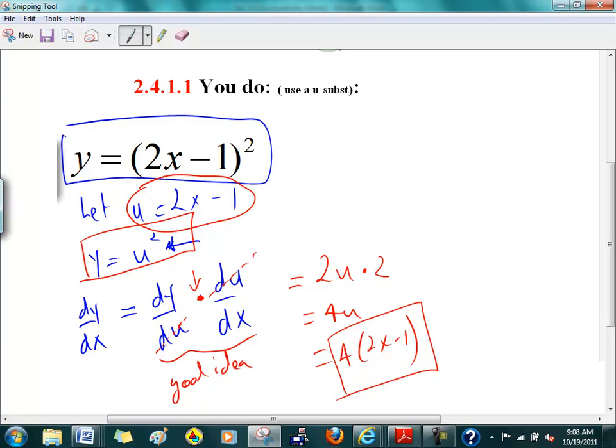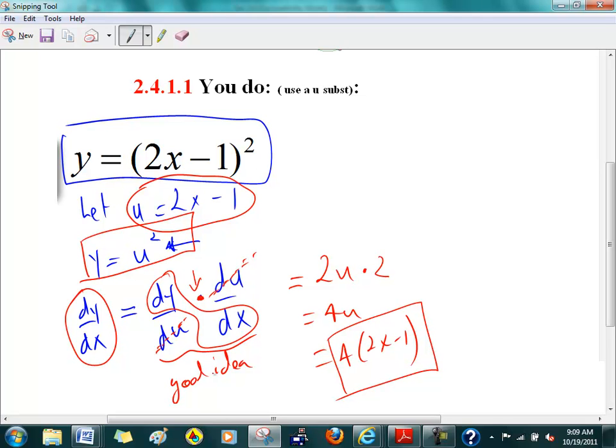Because if I pretend that this is canceling out, then I get a dy by dx on the right hand side, don't I? Isn't that what I want? So then it looks pretty good that if I do dy by du and times it by du by dx, then it makes sense. It looks like a good idea. Let's do some more examples and then you'll see that. Yeah, we're going to do that in a minute.